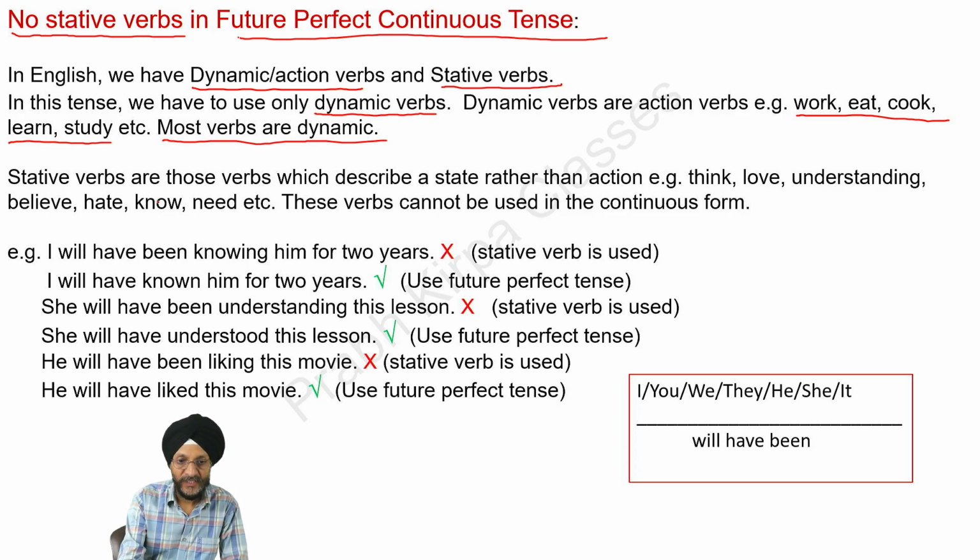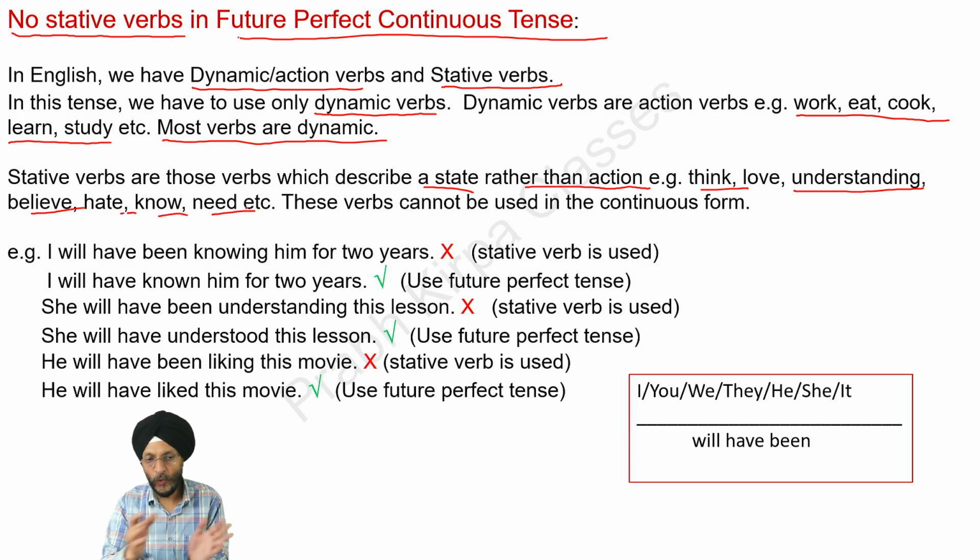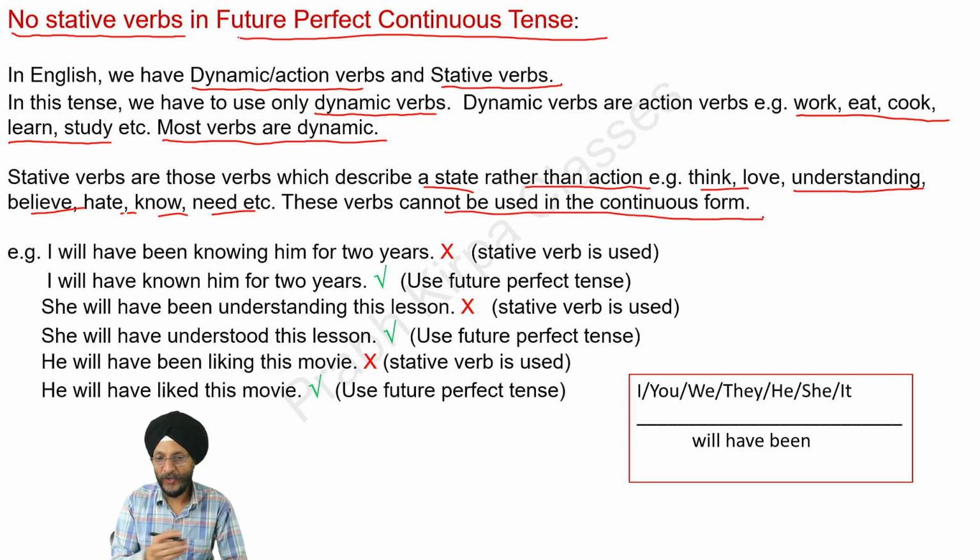On the other hand, stative verbs are those verbs which describe a state rather than an action. For example, think, love, understand, believe, hate, know, need. Here, no action is involved in these verbs. These verbs cannot be used in continuous form.